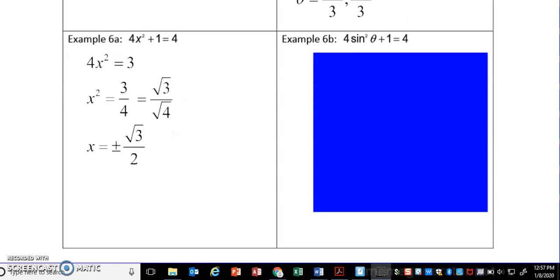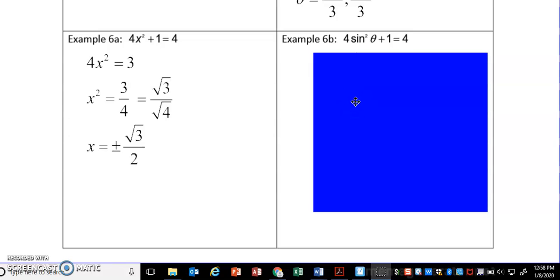So as we do example 6a, we subtract 1 to get 4x squared equals 3. Divide by 4 to get x squared equals 3/4. Then we're going to take the square root of both sides. So we have the square root of 3 over the square root of 4. And we cannot forget our plus or minus. So x is equal to plus or minus the square root of 3 over 2.